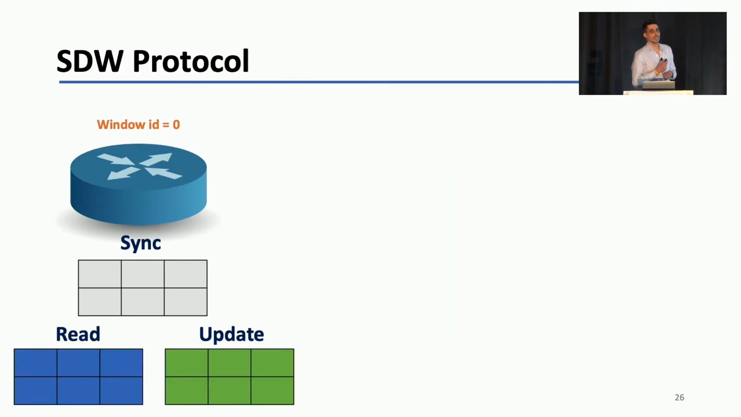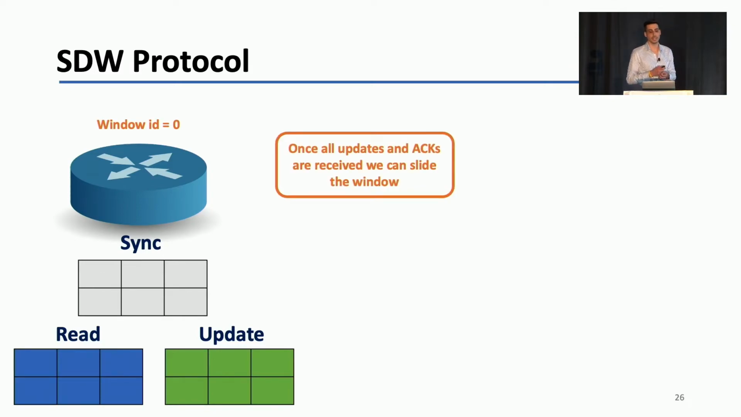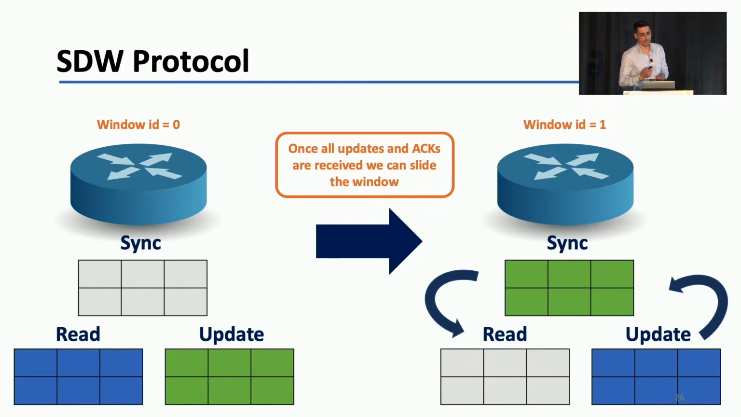In addition, each switch monitors the number of updates and ACKs that it receives, and when it receives all the updates and ACKs from other switches, it can then advance its round. Advancing the round means that we swap the registers, and when all the switches advance the window ID to number 1, then they all read the same snapshot or version of the sketch.